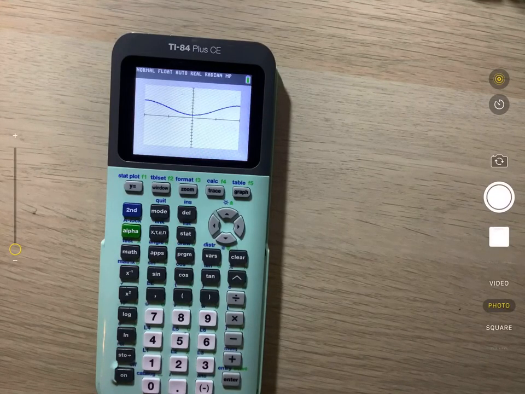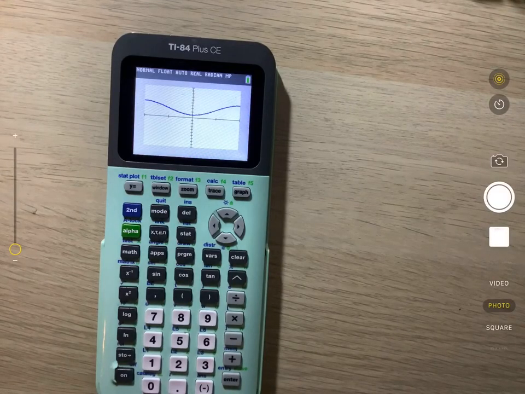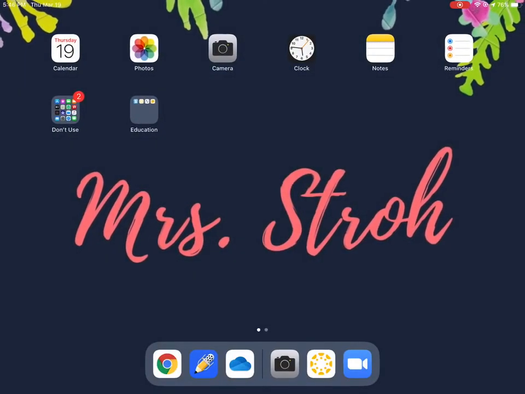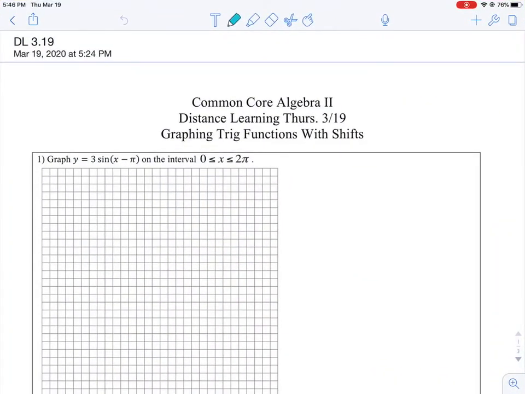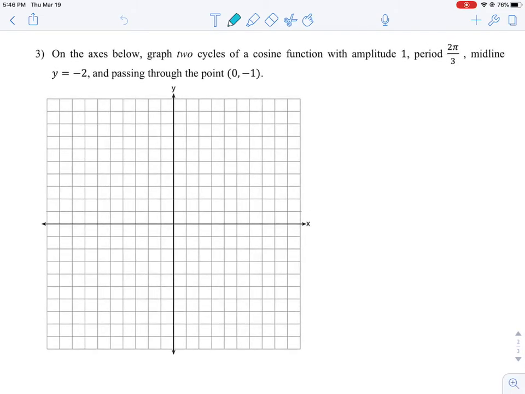Lastly, I do just want to go over question number 3 because I have a lot of you guys asking me questions on that. So let me take a second and open that up for you. All right, on question number 3, they ask you to graph 2 cycles of a cosine function with an amplitude of 1. So that means wherever my midline is, it's going to go up 1 and down 1, and a period of 2 pi over 3.